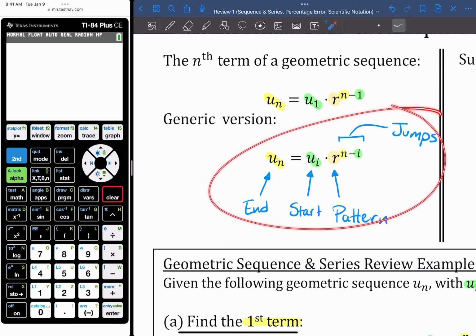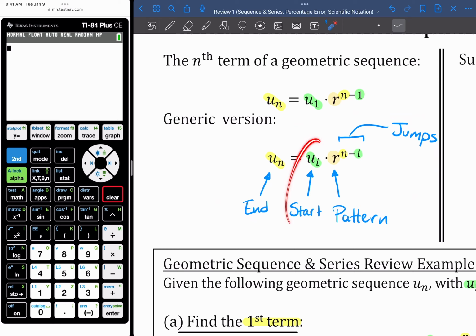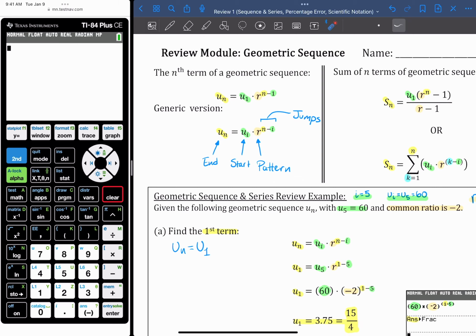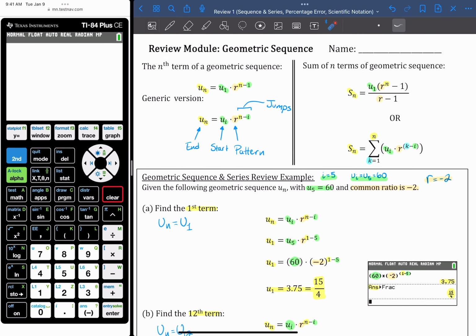The generic version, I think, takes that restriction where we need to start on the first term, to now we can start at any term. U sub i is any term that they give us, I can start from there. So 1 gets replaced with i. It's the same idea. U sub n is where I'm ending. U sub i is what they give me, or where I start, the value. r is the pattern. And then the n minus 1 is the jumps, right? How many times are we going to apply the pattern? Let's take a look at it in action with the example right here that we have.